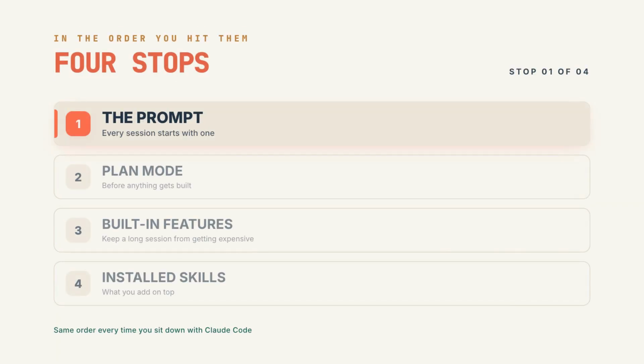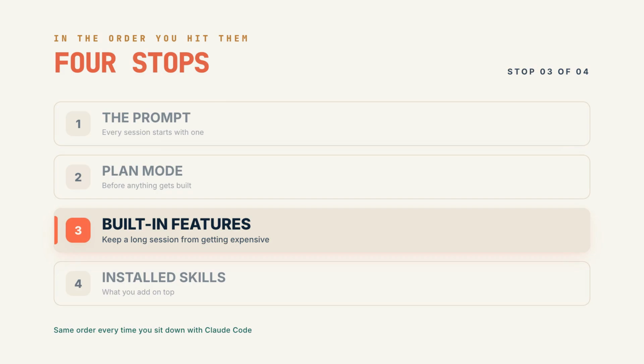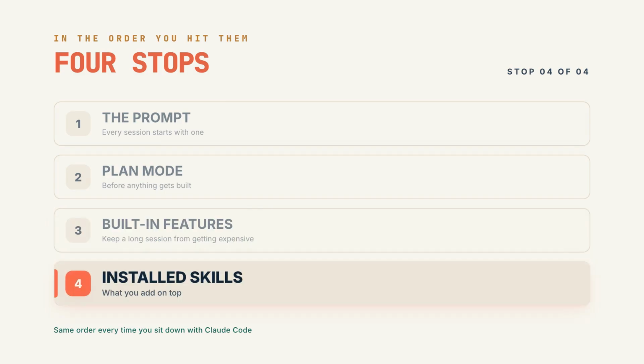So in this video, I'm going to walk you through these in the order that you'd actually hit them. There are going to be 4 stops. It starts with 1, the prompt, because every session starts with a prompt. 2 is plan mode, before anything actually gets built. Then 3, the features that are actually sitting inside Claude Code that keep a long session from getting expensive. And finally, number 4, the skills that you install on top of Claude Code.